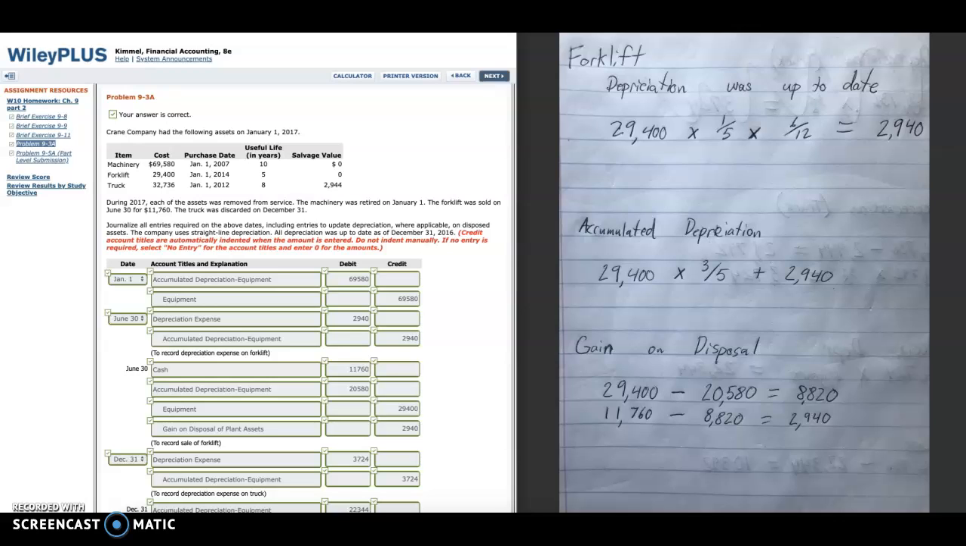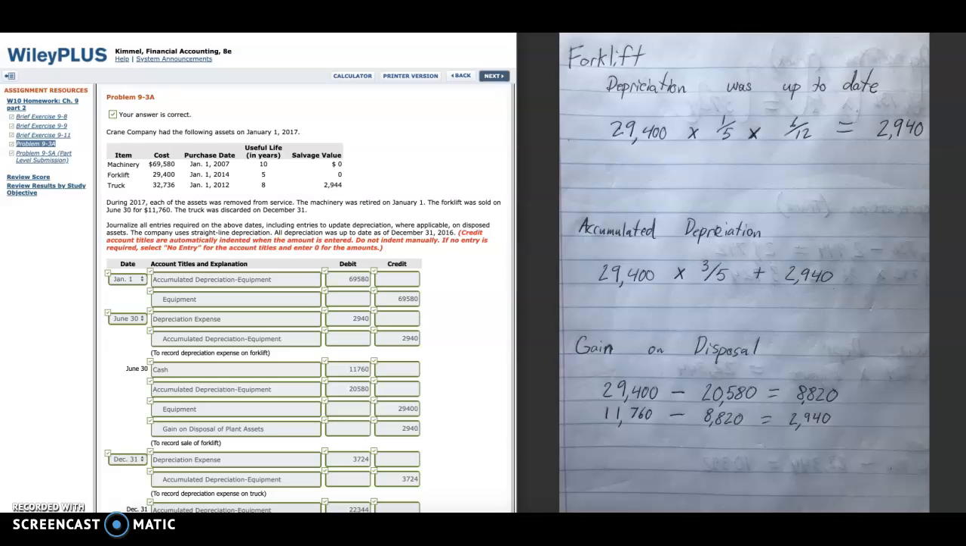Hello, doing problem 9-3A, and going to show you how to do it. So the problem says Crane Company had the following assets on January 1st, 2017, and it gives us a list of our assets. And it says during 2017, each of the assets was removed from service.